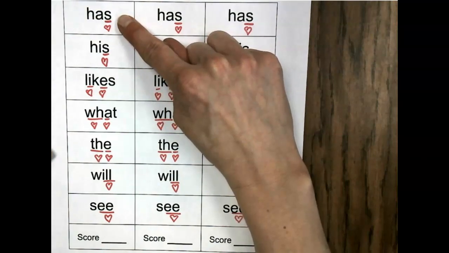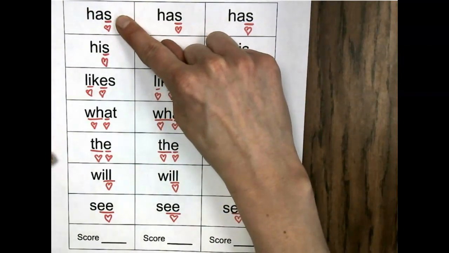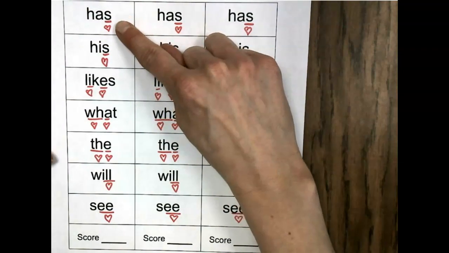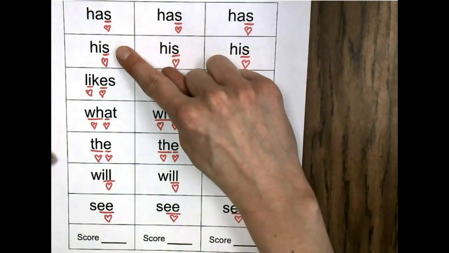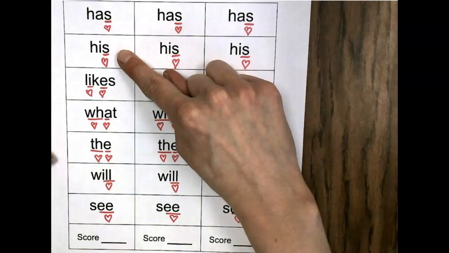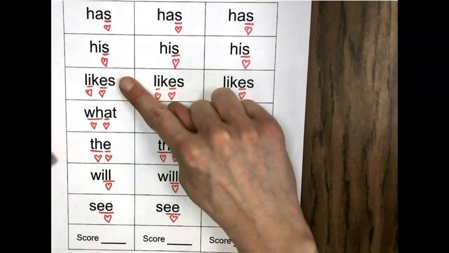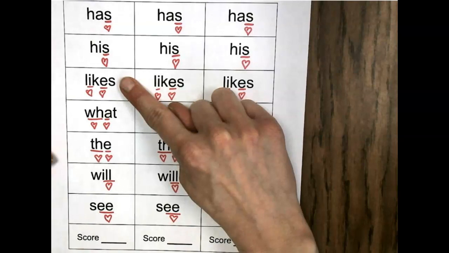This is the word has. Take your highlighter and highlight once across if you said has before me. Look at the next word. Say it out loud. This is the word his. Draw one line across with your highlighter if you said his before me. Say the next word. The next word is likes. Draw one line across with your highlighter if you said likes before me.